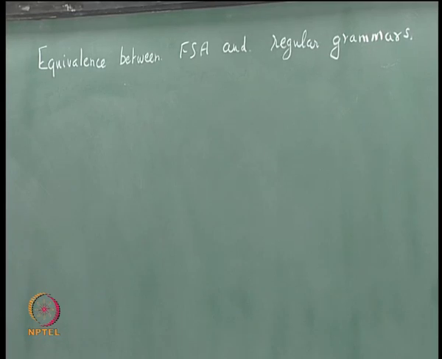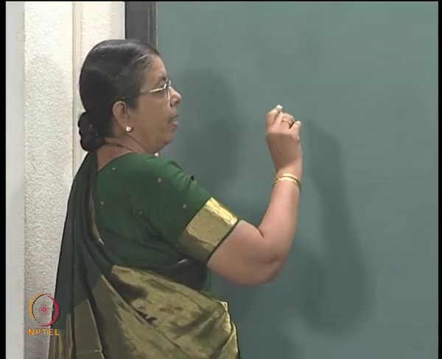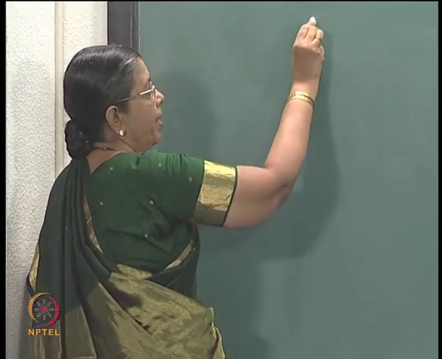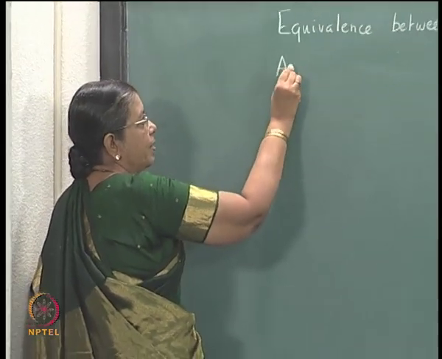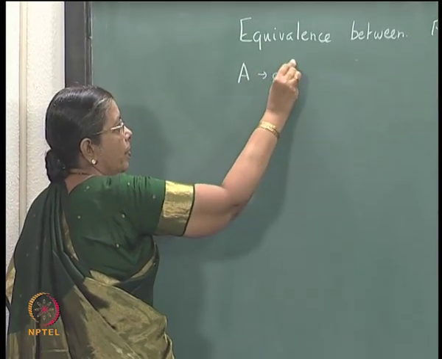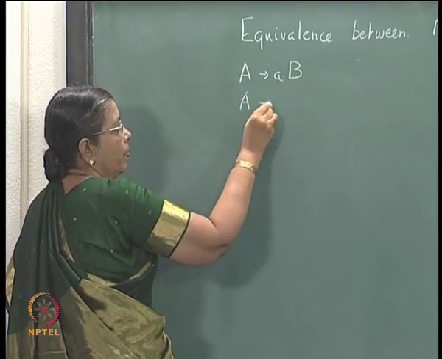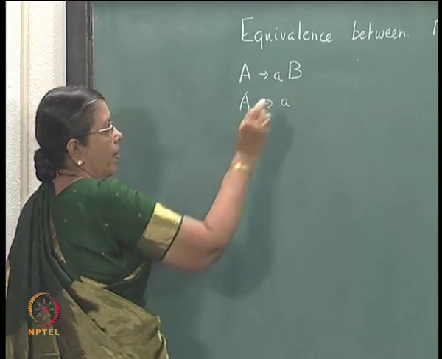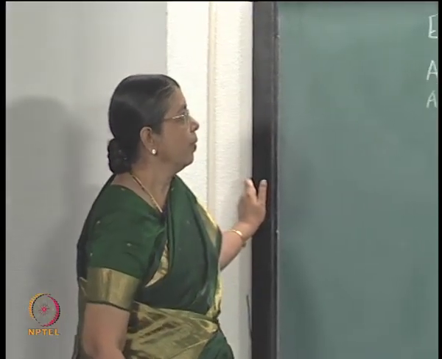Now, in the grammar, what is a regular grammar? A regular grammar has rules of the form A goes to aB or A goes to a. On the left hand side you have a non-terminal, on the right hand side you have a single terminal or a single terminal followed by a non-terminal.